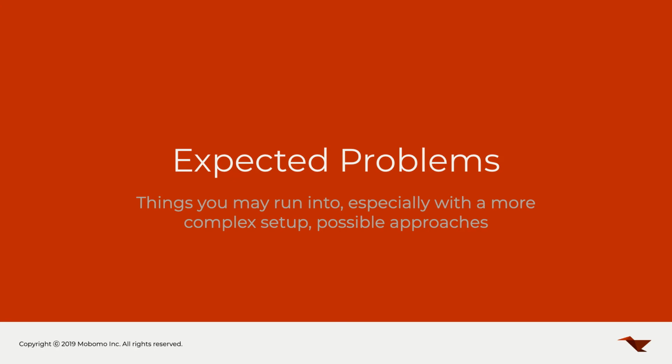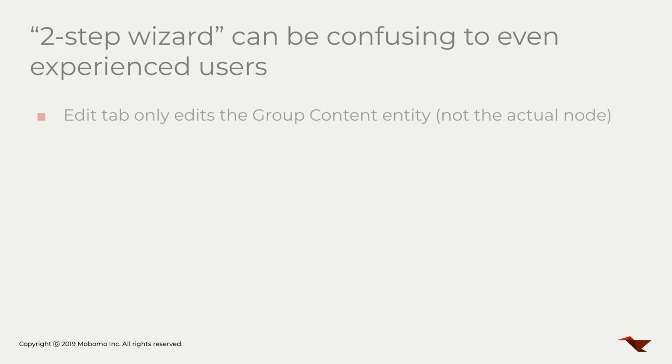Problems you're going to run into, especially when you get really complex. We've had a lot of problems, but lots of solutions. So we have some good developers on our team. You'll see lots and lots of patches from our team on group stuff. The two-step wizard, again, I think can be confusing sometimes when you hit edit and you're on one of these relationship entities.